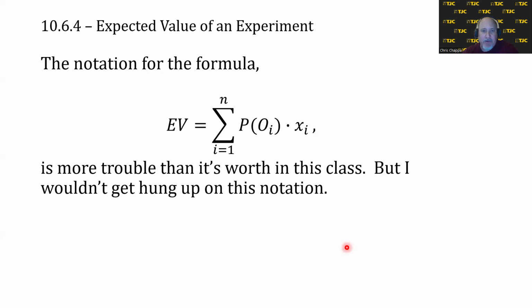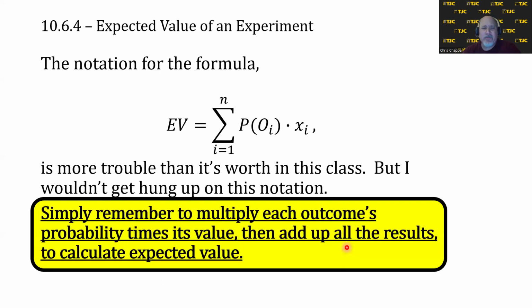Now, there's a formula for it. And if you were looking at expected value in a statistics class or a probability and statistics class, you would see something that looks like this. I'm not even going to go over what all these symbols mean. The capital EV does stand for expected value. The capital P does stand for probability, but the rest of it is just some notation to indicate that we're going to add a bunch of things. So it's more trouble than it's worth in this class to use this formula. But I wouldn't get hung up on this notation. Simply remember to multiply each outcome's probability times its value. That's what this chunk is saying. Then add up all the results. That's what this thing over here is saying. And that'll calculate the expected value.